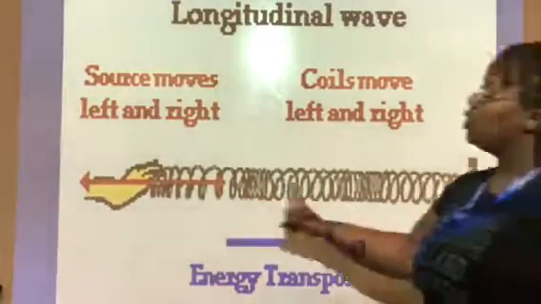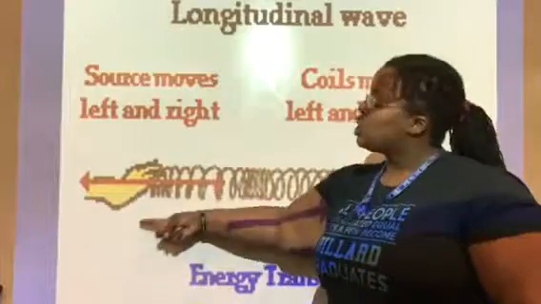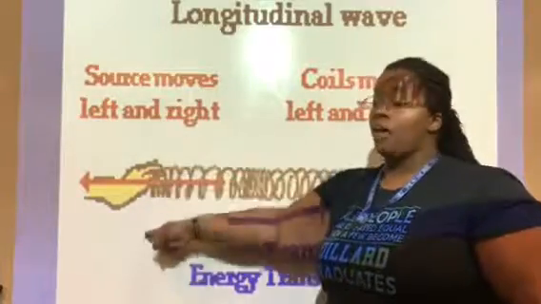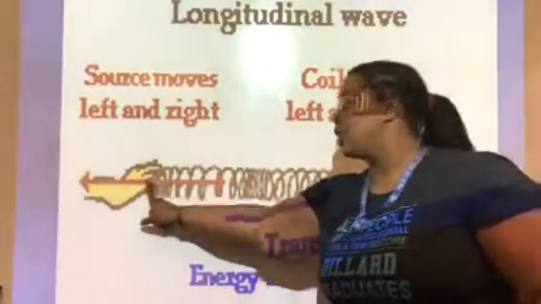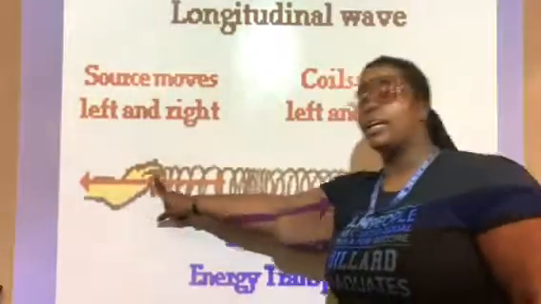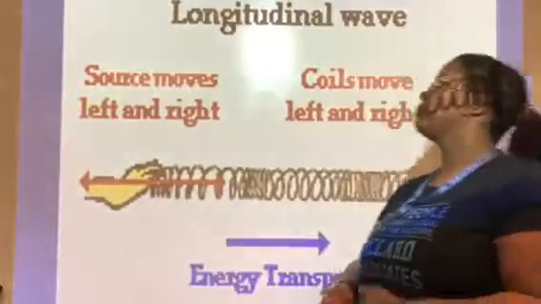It just depends on how they're moving and where they're moving. All right? You'll notice the change in my arrow. Transverse was going up and down, north and south. Longitudinal waves will go east and west, left to right, back and forth.